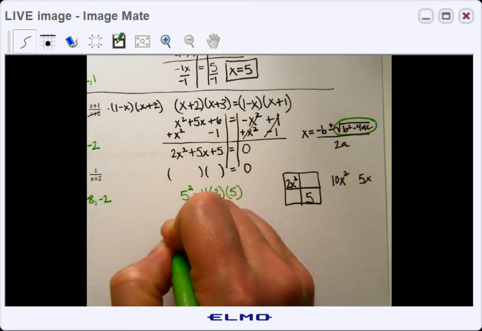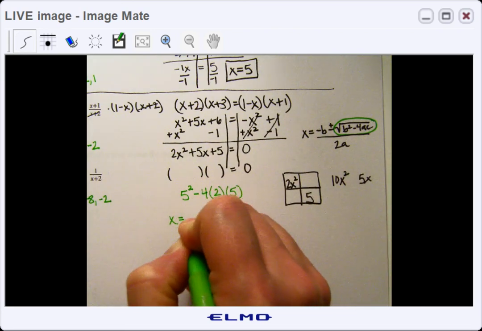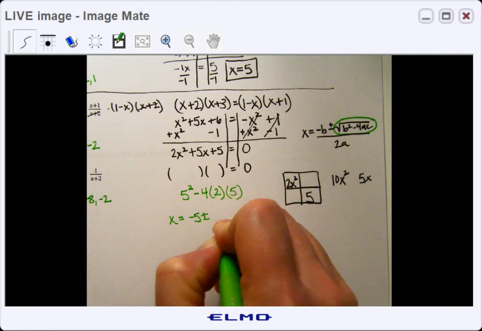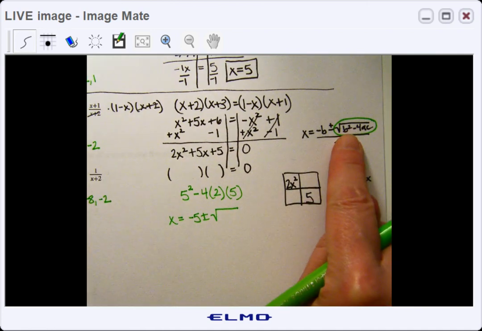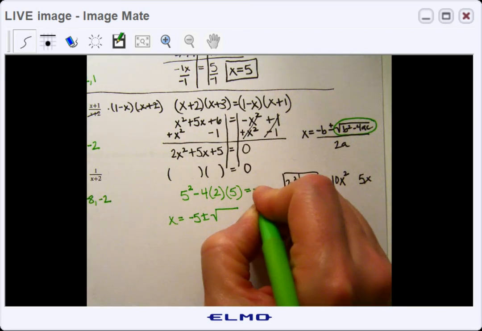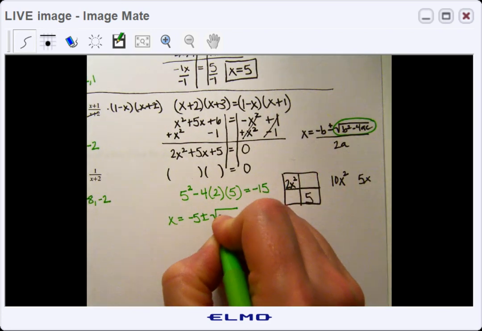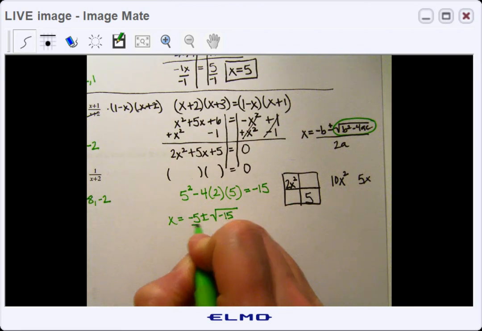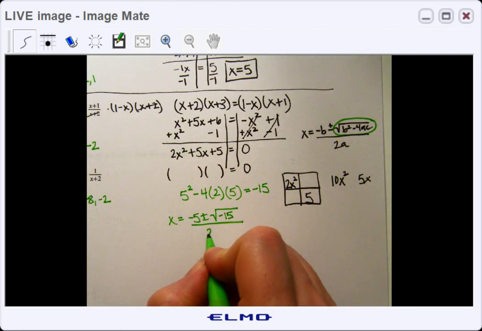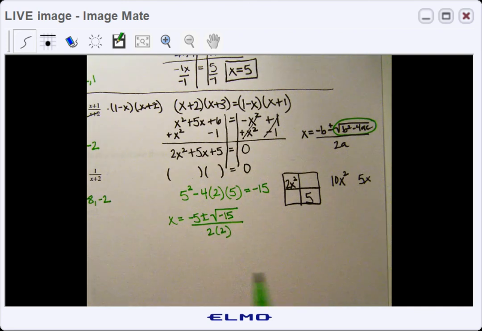And so to set it up all the way, I would say x equals negative b, and b is 5, plus or minus the square root. Instead of putting that all in, I'm going to put the answer because I just found on my calculator that this was negative 15. All over 2a, and a is 2. So 2 times 2. Okay?